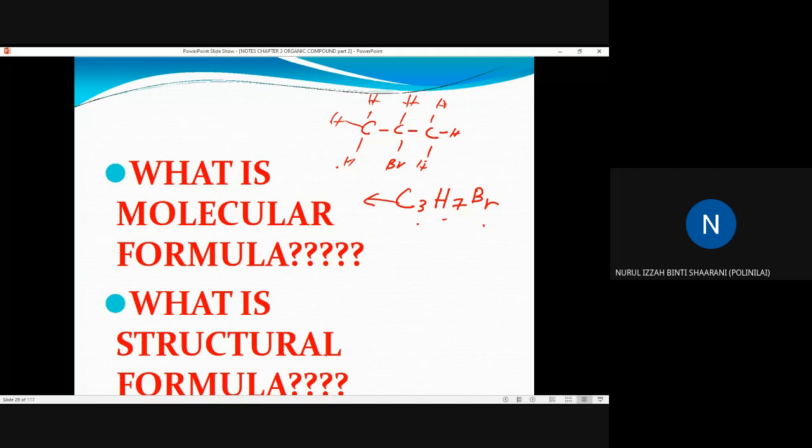Okay, and what is structural formula? Structural formula macam ni lah. So this is the structural formula. The structure of the formula yang kita ada ini.